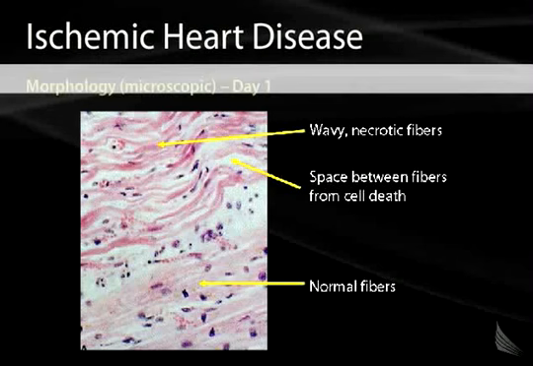On day 1, you have these wavy necrotic fibers. The space between the fibers is from myocyte death, and you have normal fibers in the surrounding territories that have different blood supply or are not at the end of the supply line, so to speak.